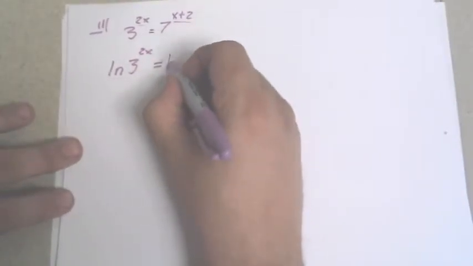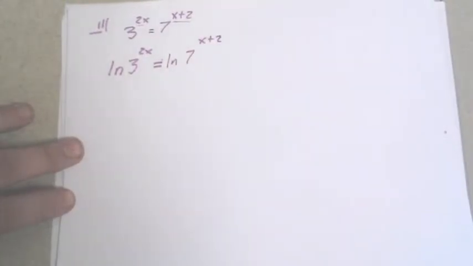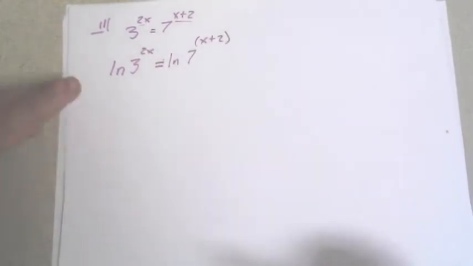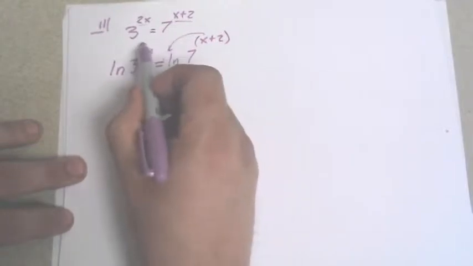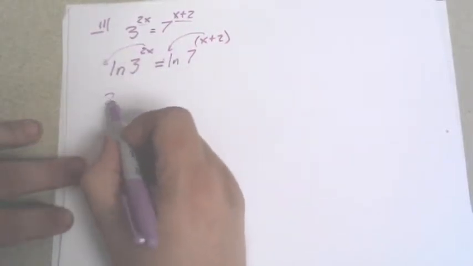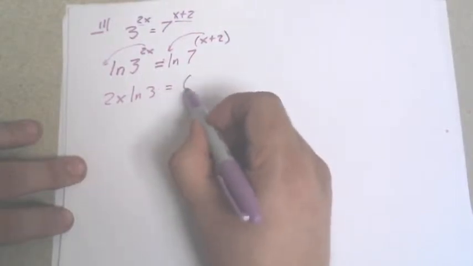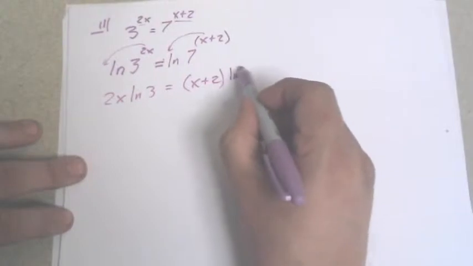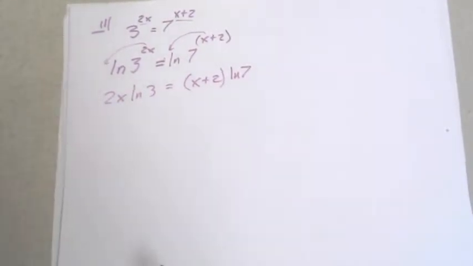So taking the natural log of both sides. Some people don't like that because you're bringing in this big natural log tool. But that natural log tool allows us to take our exponents and pull them down. 2x times the natural log of 3 and x plus 2, careful about these parentheses, times the natural log of 7. So it turned that exponential into a multiplication, and multiplication is something that we can handle a lot easier.